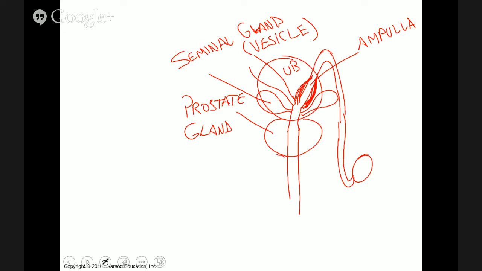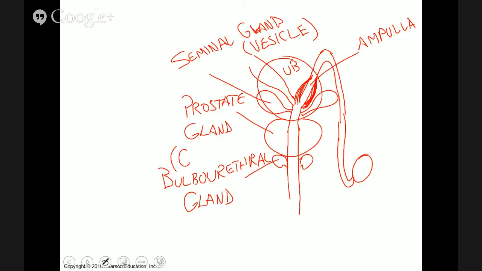And then below the prostate, we have two small glands here. What are those called? The bulbourethral gland. Yep. Also called the Cowper's glands. If you hear the Cowper's glands, same thing. All right. Nicely done.